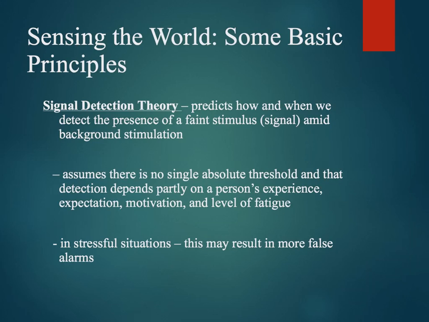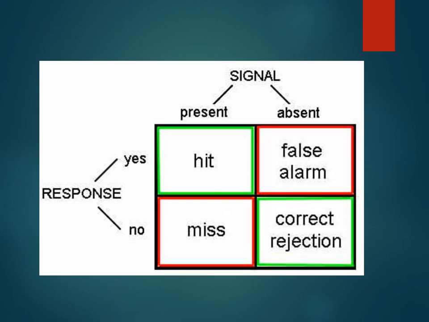So it assumes there is no single absolute threshold, and that detection depends partly on a person's experience, expectation, motivation, and level of fatigue. So, for example, my absolute threshold could be heightened because I'm awake, I just drank coffee, and so I'm going to be able to really process the world around me, as opposed to when I'm tired, I'm groggy, and so I'm not able to really focus on what's going on around me. That's what the signal detection theory is pertaining to. So another example is in stressful situations, this may result in more false alarms and false memories. So here's an example of signal detection theory. Ask me in class and we'll talk about it more in detail there.